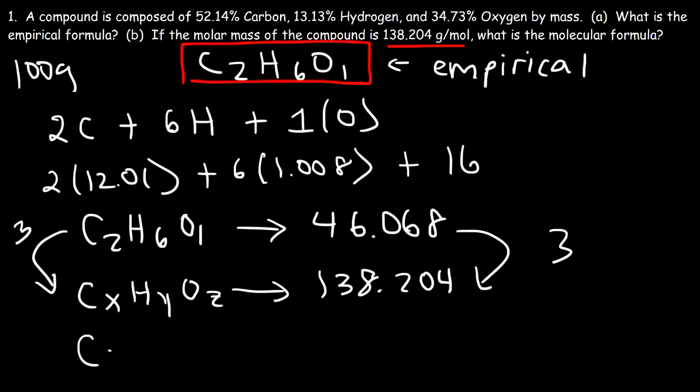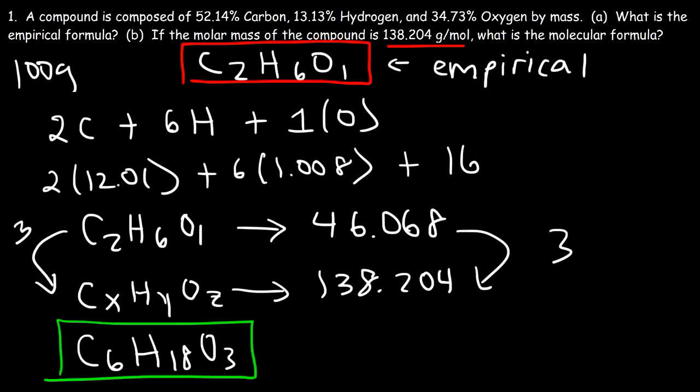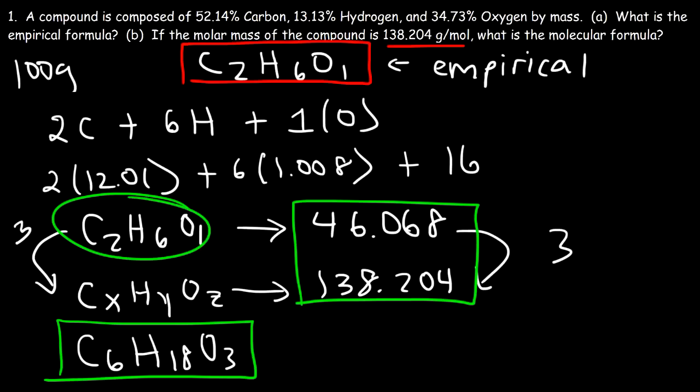So this is going to give us C6H18O3. And that's how you find the molecular formula from the empirical formula. Basically, you got to divide the molar mass of the molecular formula by the molar mass of the empirical formula. Whatever number you get, multiply the subscripts of the empirical formula by that number, and that's going to give you the molecular formula.